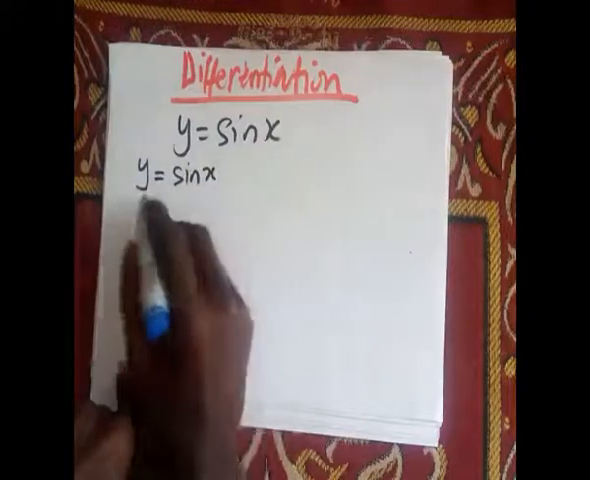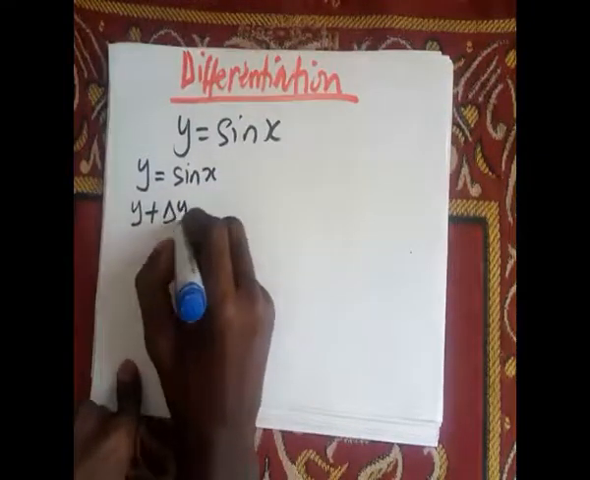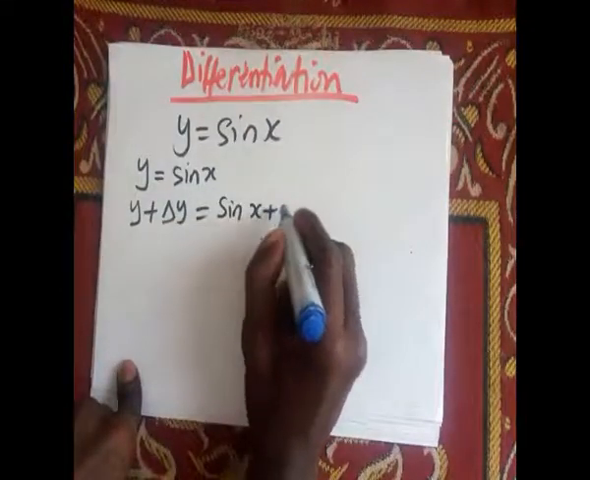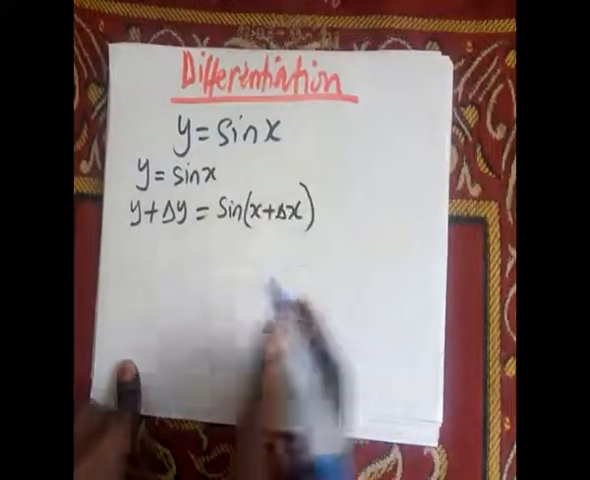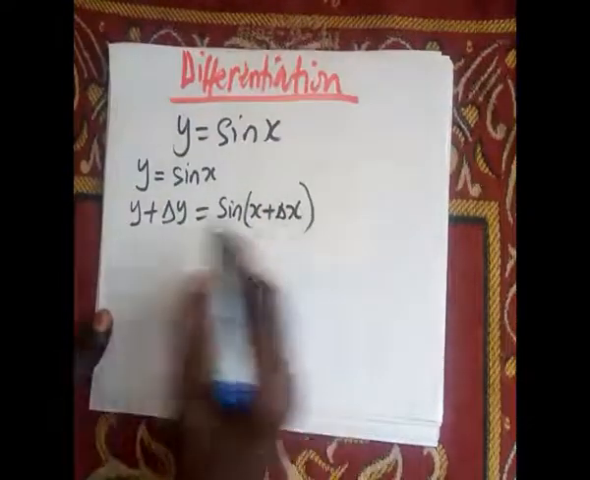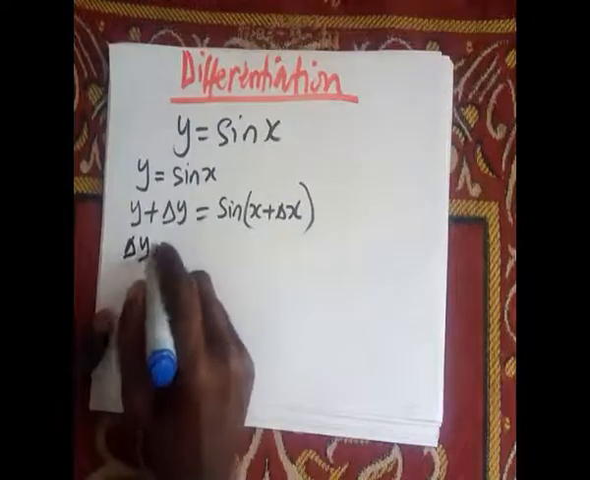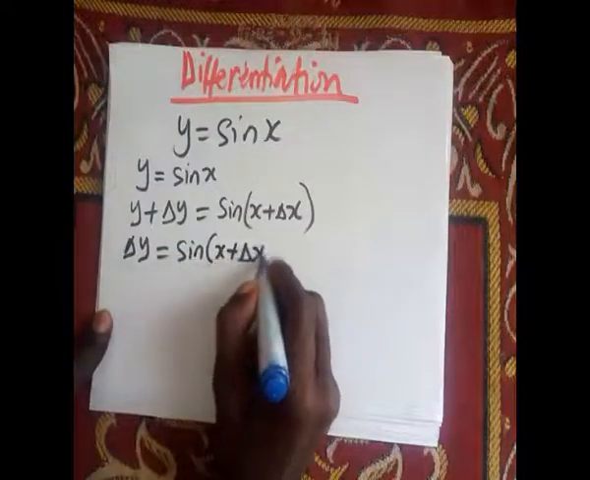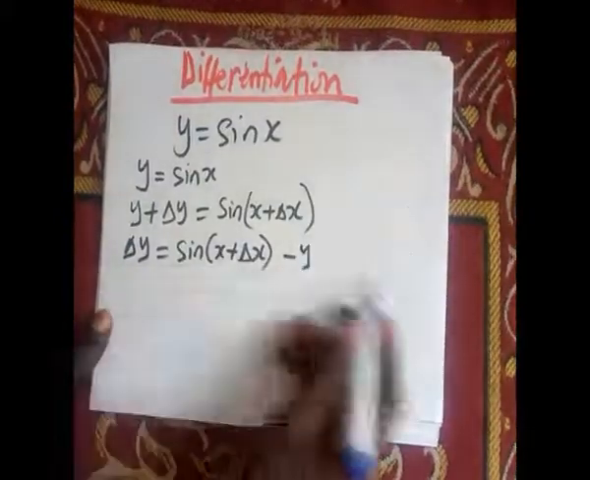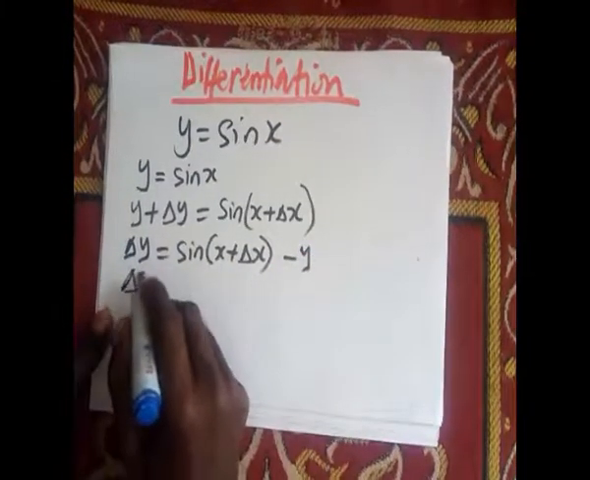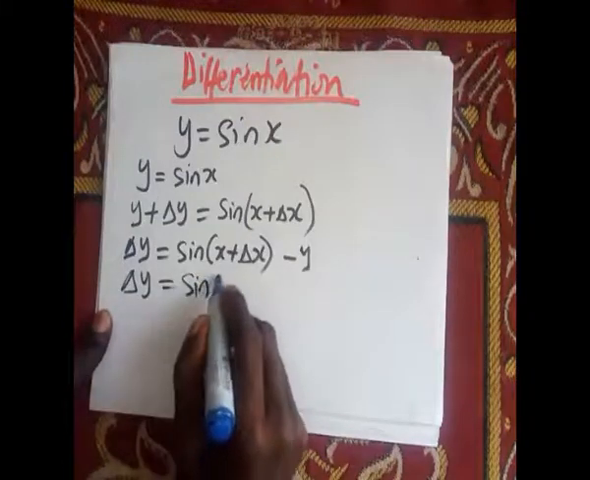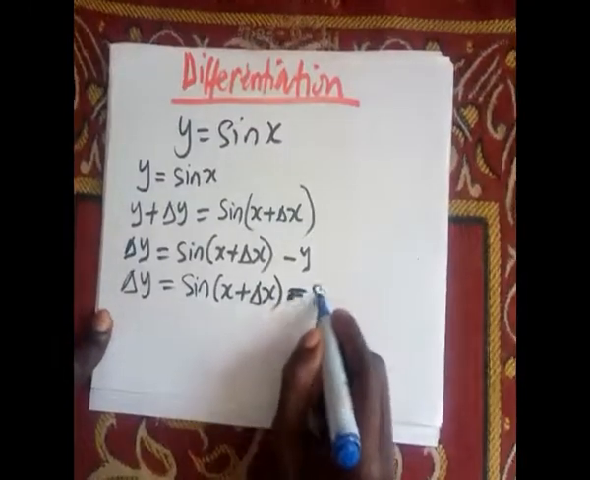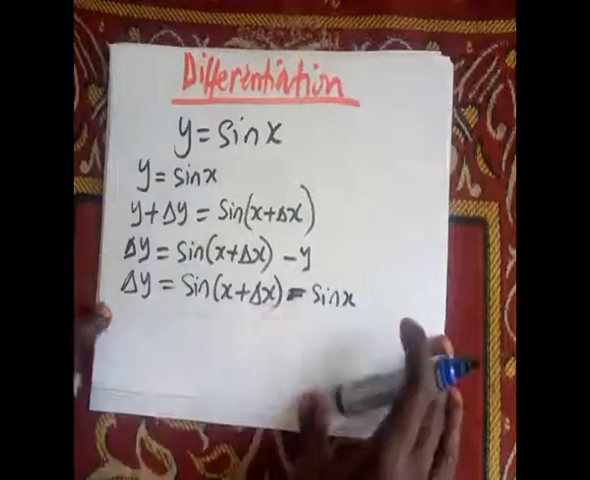If y equals sine x, then y plus delta y, a small change in y, would be equal to sine of x plus delta x. So if this is the case, we can make delta y the subject, where we are going to have sine of x plus delta x minus y. And y is sine x, so delta y equals sine of x plus delta x minus sine x, which is the value of y.